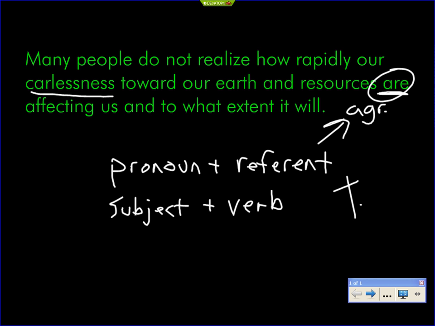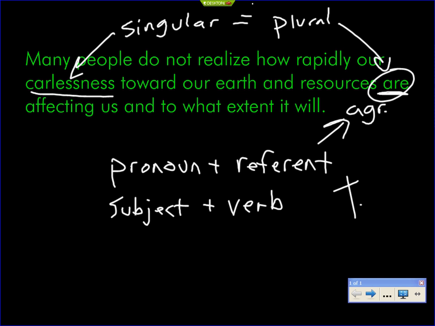That's correct. Yep. There you go. So, Caitlin has identified the problem. The subject is carelessness. Our carelessness is the subject of the sentence, or the subject of this clause. Our carelessness are. That doesn't make sense. Okay, well, Claire's not stupid, and Claire's a good writer, so why did she make this mistake?